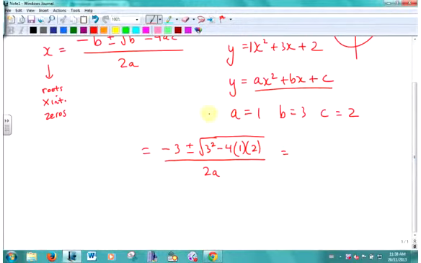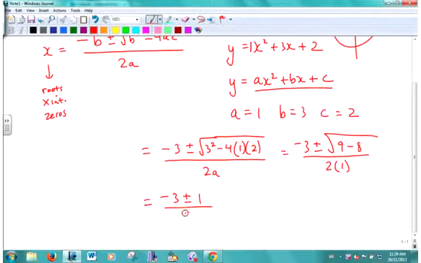So, next step, simplify it down as much as you can. Negative 3, can't do anything with that, plus or minus, but under the radical sign, what can I do with this? That's 9, 3 squared, okay, minus what? 4 times 1 is 4, times 2 is 8. All over 2 times, oh, I never substituted there, A is 1. Okay, keep working her down, minus 3 plus or minus, what is 9 minus 8? It's 1. What's the square root of 1? 1, okay, over 2 times 1 is 2. That's about as far as I can take it.